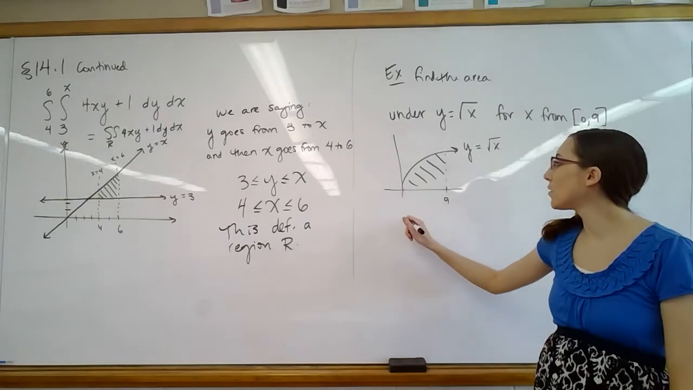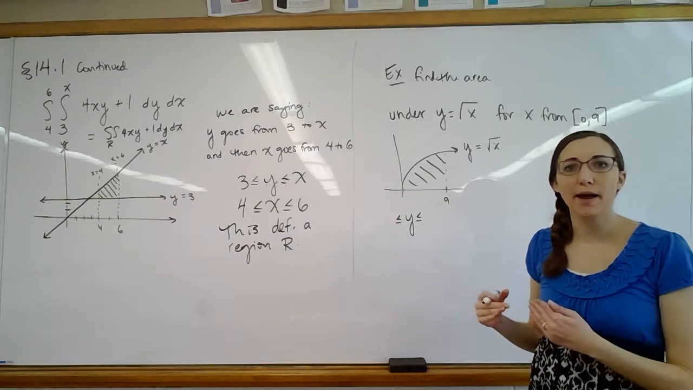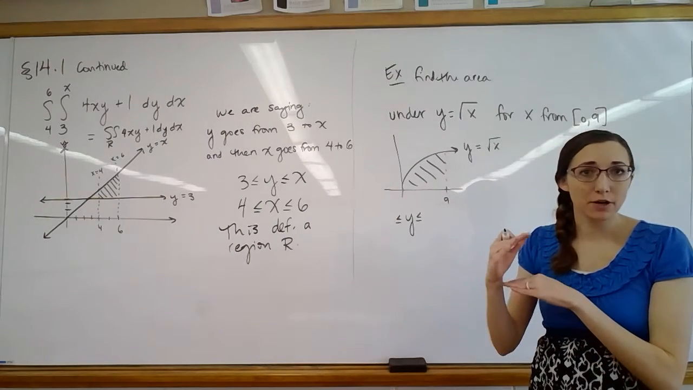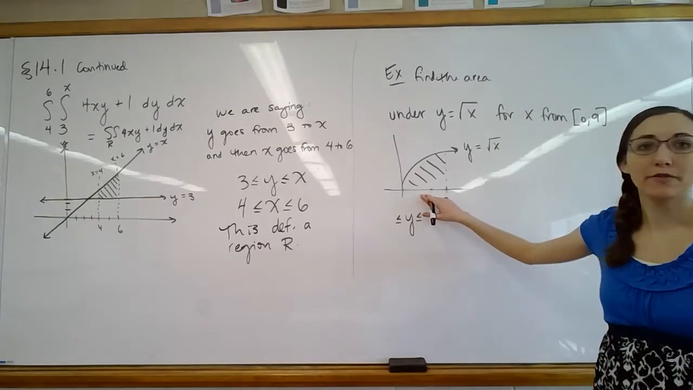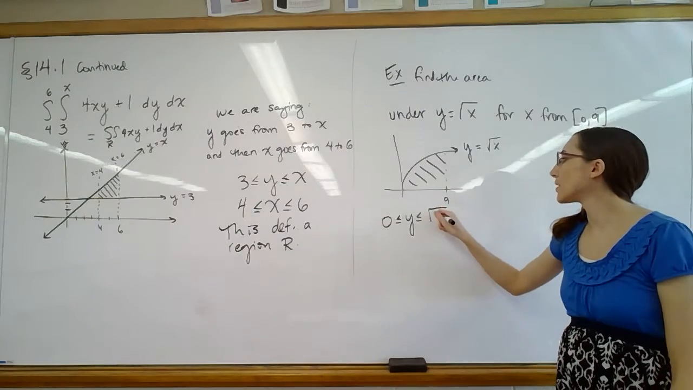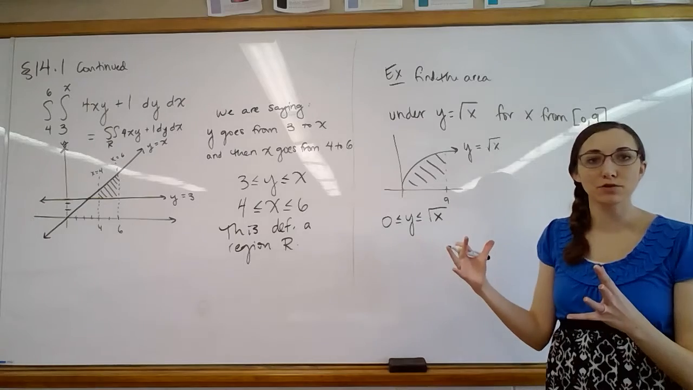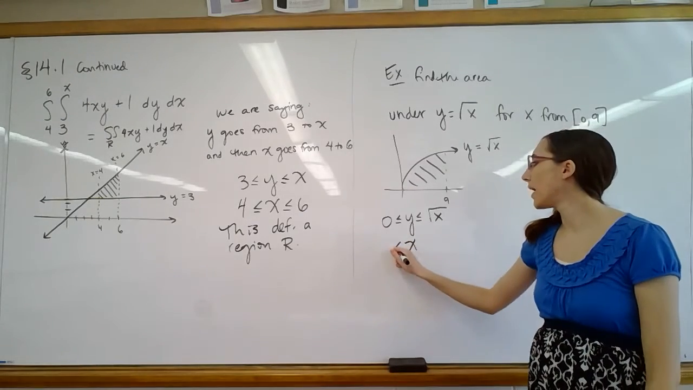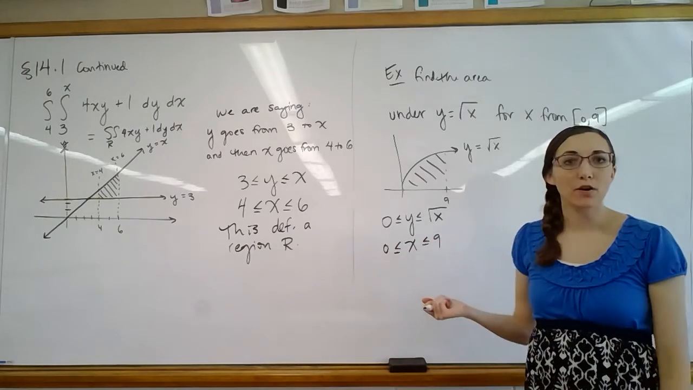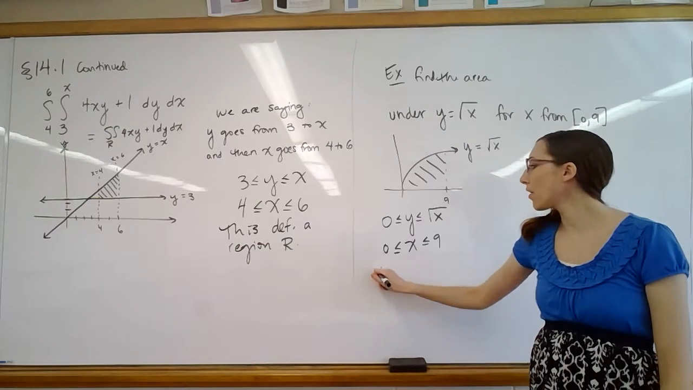two sets of bounds. We can see the y variable, we could choose that one to be in terms of x, so we could go from curve to curve. So it's almost like looking for that bottom curve, top curve. So it goes all the way from the x-axis, which would be 0, up to the square root curve. And then we want to look at those two curves on the bounds where x goes from the origin, which in this case is 0, all the way over to 9.